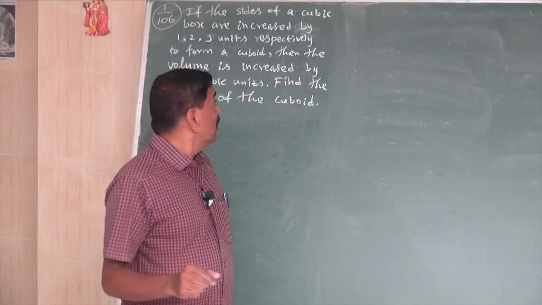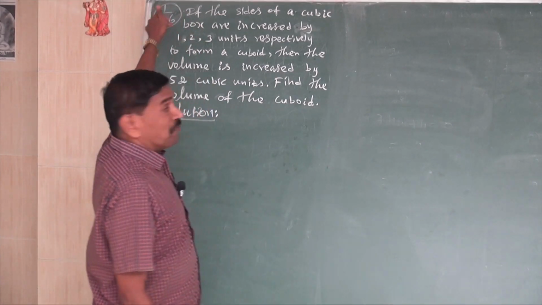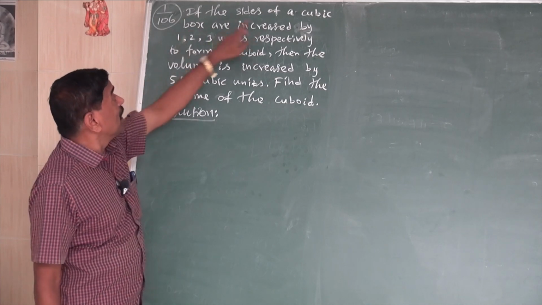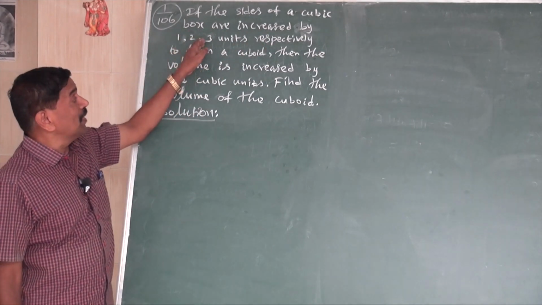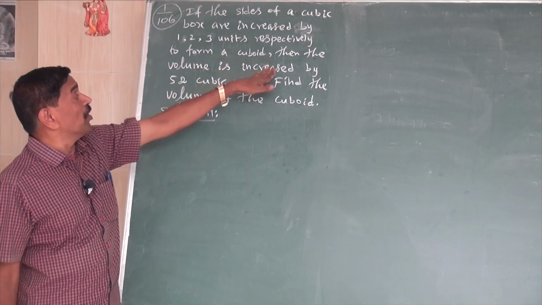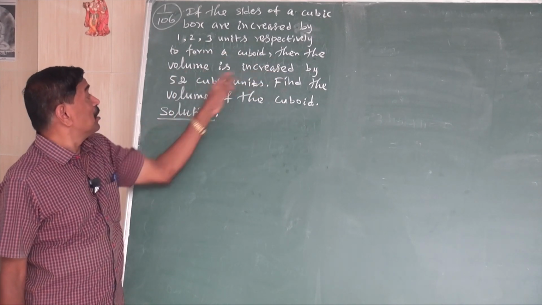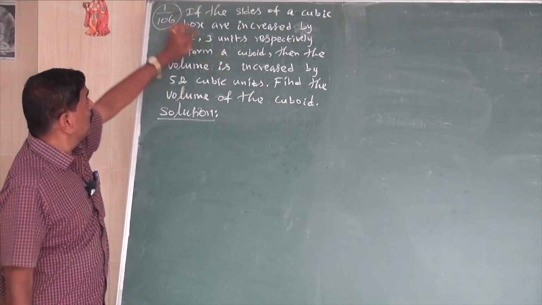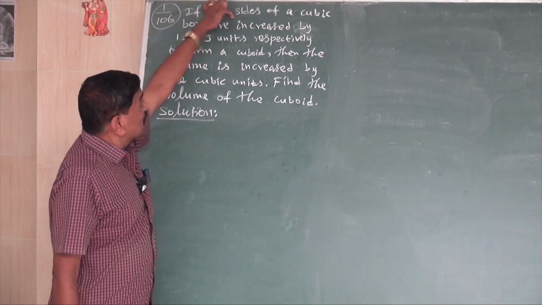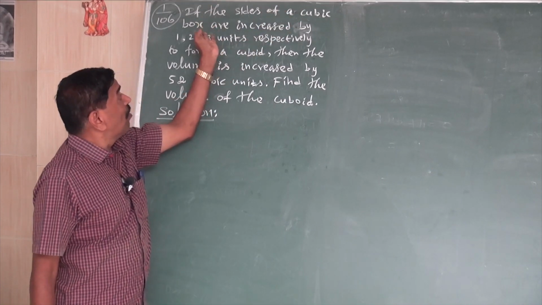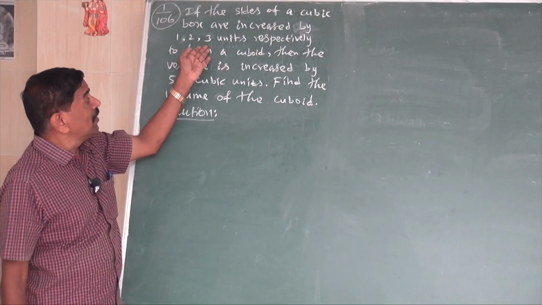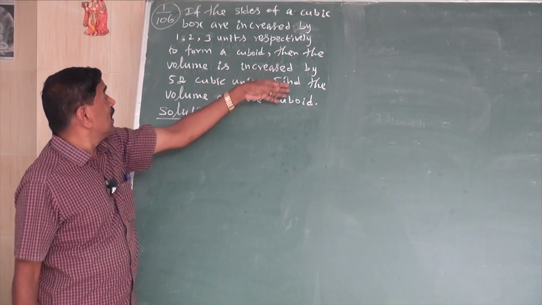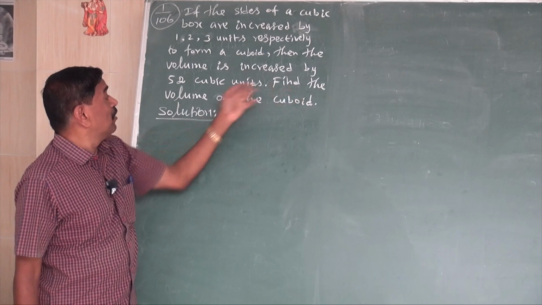Children, listen. In exercise one, the first sum: if the sides of a cubic box are increased by 1, 2, 3 units respectively to form a cuboid, then the volume is increased by 52 cubic units. Find the volume of the cuboid. Listen again. If the sides of a cubic box are increased by 1, 2, 3 units respectively to form a cuboid, then the volume is increased by 52 cubic units. Find the volume of the cuboid.